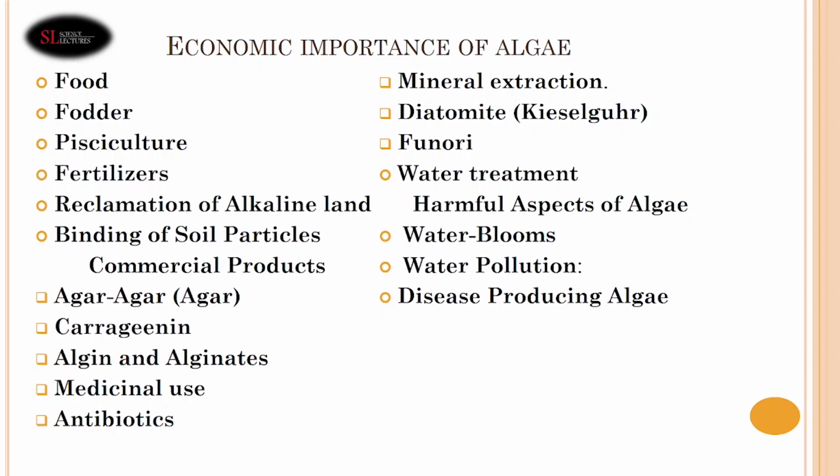On top of that, these algae produce toxins, hepatotoxins and dermatotoxins, that are highly poisonous to aquatic organisms, leading to the death of fish, the death of cattle that feed on the water, and the death of birds that feed on the water. Then also, algae cause water pollution.